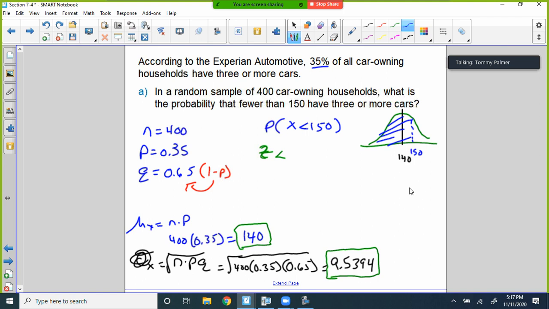If you look at the bar, I'm supposed to go one below it. So the value that I need is 149 and a half, because it's not including 150. It is less than 150. If it was including 150, then I'd have to go to 150.5 to make sure that 150 was there, but it's not including it. So I'm really using 149 and a half. So it's 149 and a half minus 140 over the standard deviation, and this is the mean.